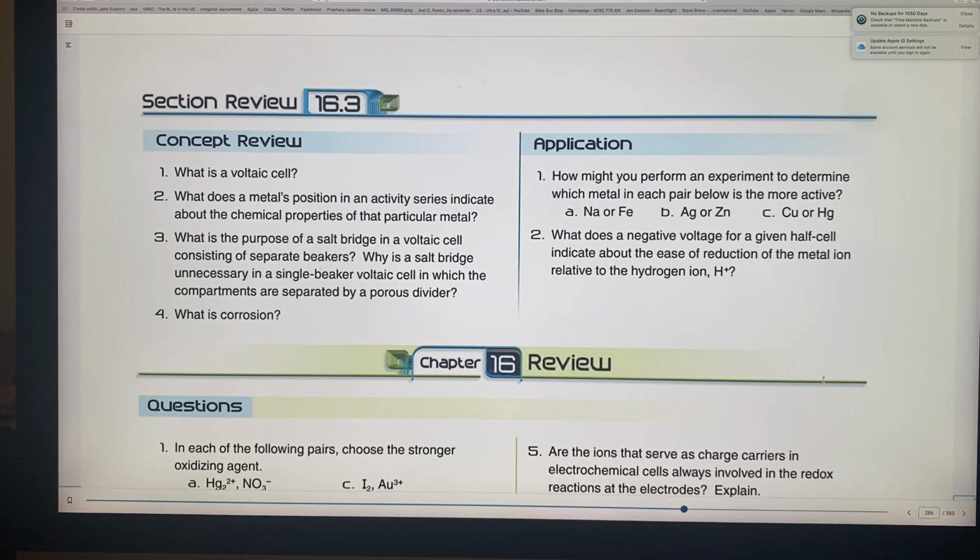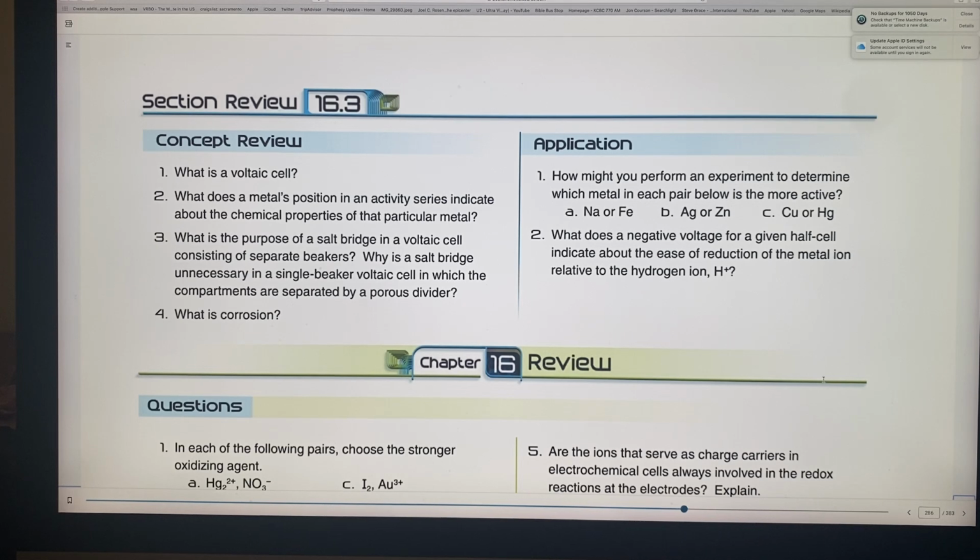It says, why is a salt bridge unnecessary in a single beaker voltaic cell? Because a single beaker voltaic cell has that other barrier of cardboard, right? The salt bridge actually replaces that barrier, and so they don't need that barrier anymore. It takes the place of that porous divider there. And with the salt bridge, there's less mixing of the solution, and so the batteries will last longer.